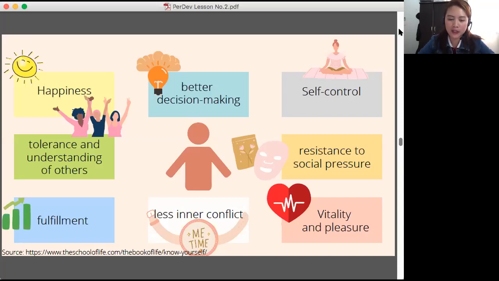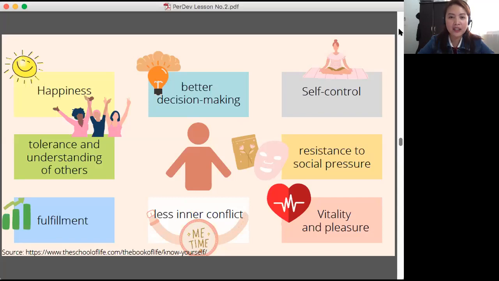Resistance to social pressure. When you are grounded in your values and preferences, you are less likely to say yes when you want to say no. Okay? Pero pag kilala mo yung sarili mo, if hindi talaga okay, it's no with conviction, 'di ba? Next is tolerance and understanding of others. Your awareness of your own struggles can help you empathize with others.